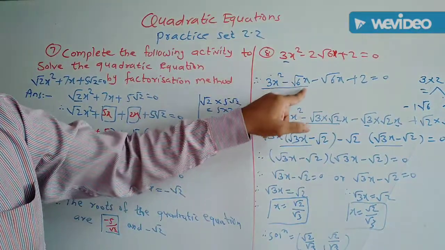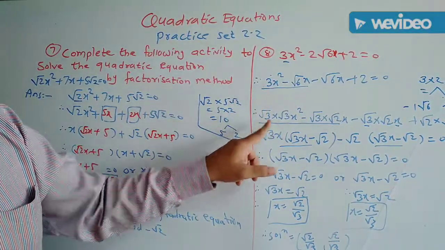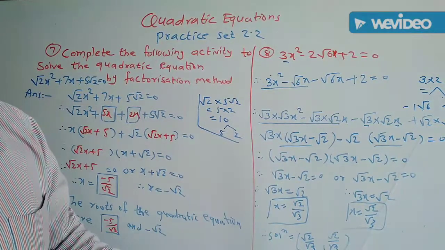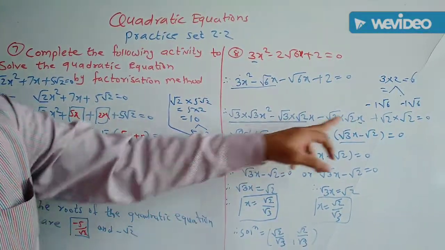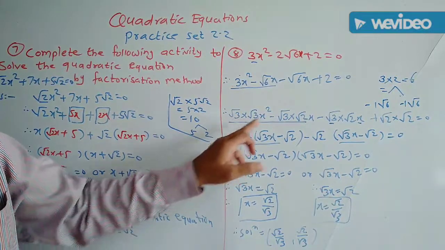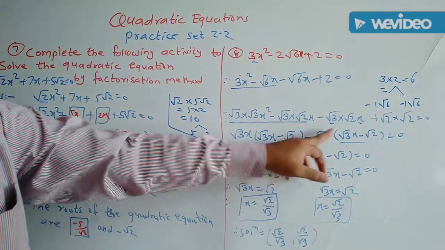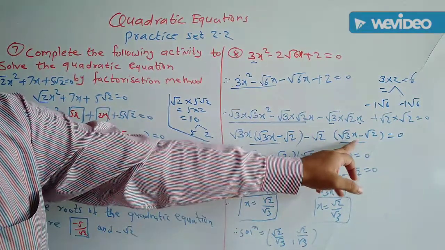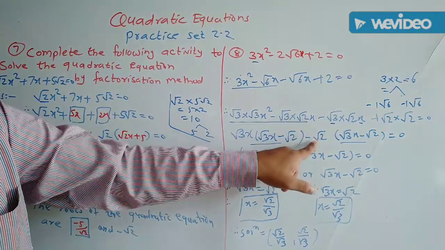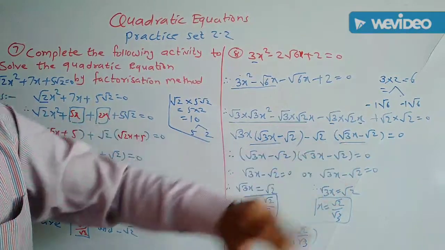3x square minus root of 6x minus root of 6x plus 2. This 3 can be written as root of 3 into root of 3. This 2 can be written as root of 2 into root of 2. Therefore, root of 3x gets common from the first two terms. Remaining is root of 3x minus root of 2. And then the same bracket gets common, root of 3x minus root of 2. Now from the third term, the remaining term is minus root of 2. Again, the root of 3x minus root of 2 bracket gets common.